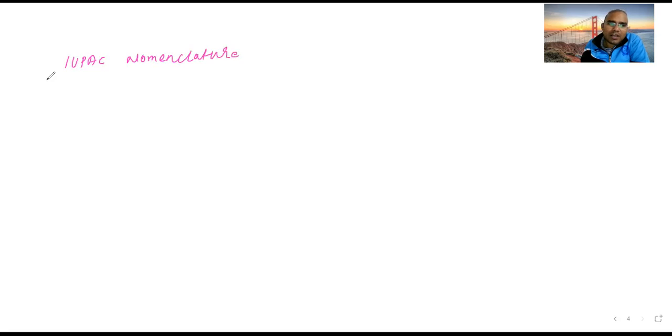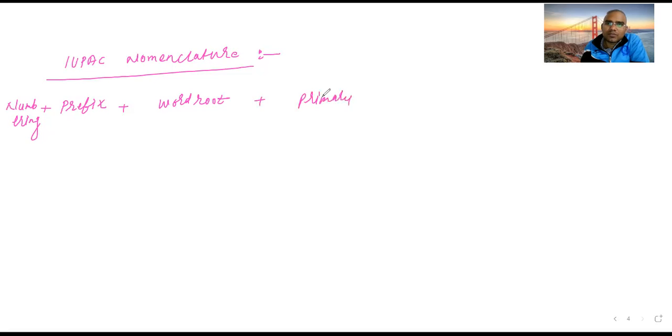Okay, so to write the IUPAC nomenclature, there are rules. What are the rules? Let me write. Here we are going for the prefix. Before the prefix we will do the numbering. Then we will write the prefix. Then we will write the word root. Little bit tough, but you need to patiently watch. Numbering, then prefix, word root. Here is going to be primary suffix. And the next one is the secondary suffix.